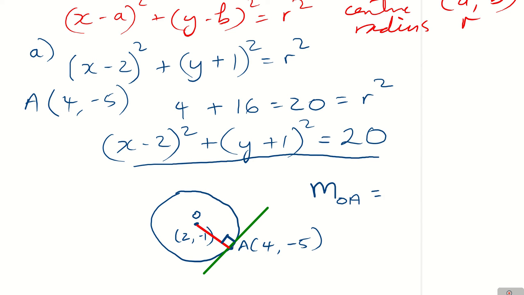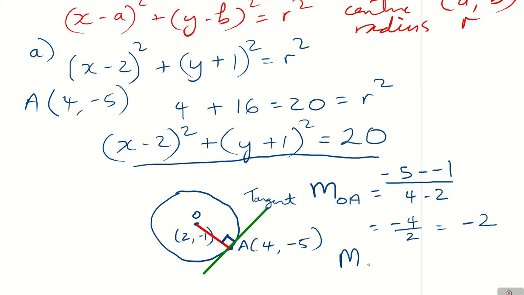So what we're trying to find is the gradient of this radius in red, which is the line OA. And that's going to be the change in y, so it's going to be minus 5 minus minus 1, divided by the change in x, which is just 4 minus 2. Minus 5 minus minus 1 is minus 4 over 2. So that is going to be minus 2. Now because the tangent, this line here, is perpendicular to the radius which goes to the point A, we know that the gradient of the tangent has got to be minus 1 divided by the gradient of the line OA.